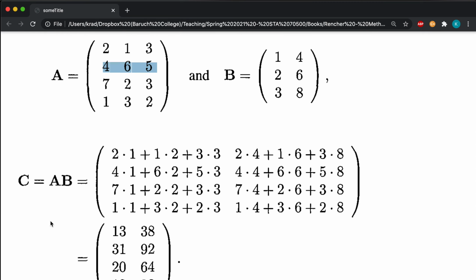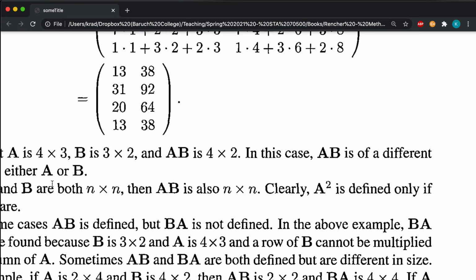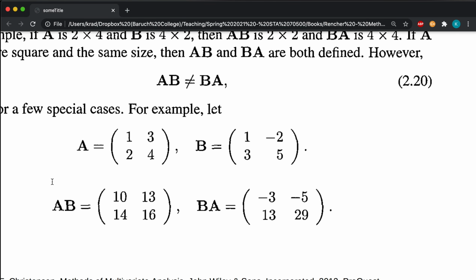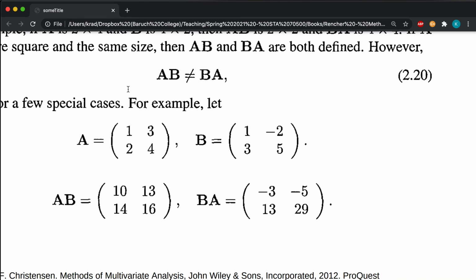Note that if A times B is defined, it does not mean that B times A is defined. If A and B are square, then both are defined. Here's an example. And in general, AB is not the same as BA.